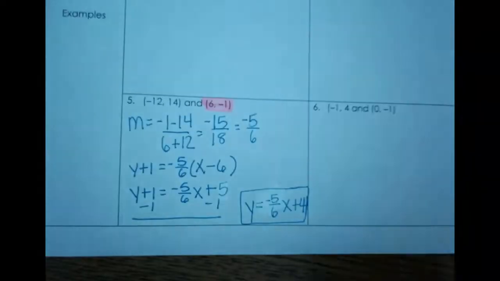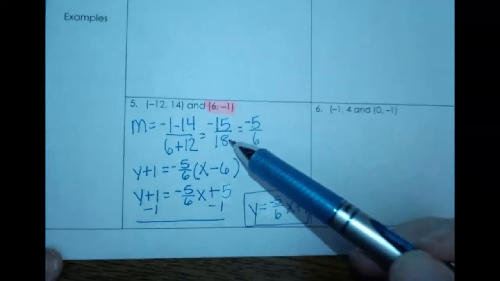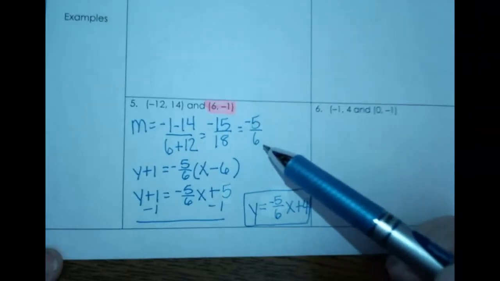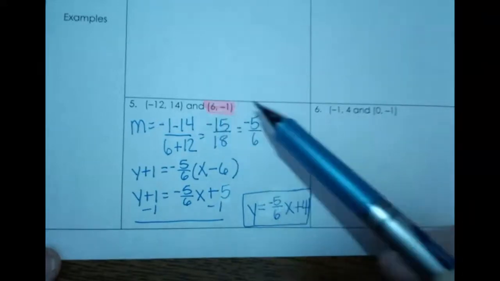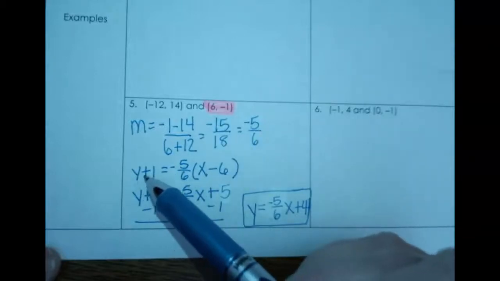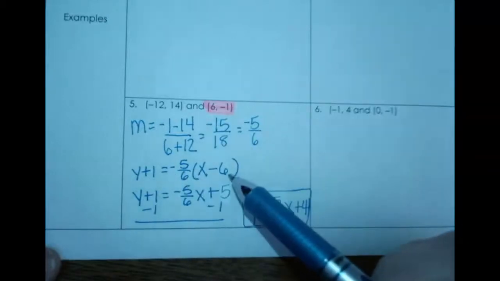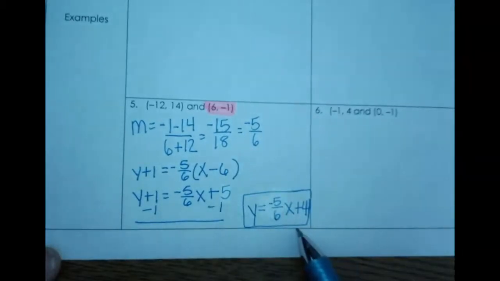All right, let's see how you did. So when I calculated my slope, I got negative 15 over 18, which reduced down to negative 5 over 6. I chose the point (6, -1) and plugged in, so it's y minus negative 1, so it became y plus 1. Plugged in my slope, and then the 6 from the point, distributed through, and my final answer was y equals negative 5 over 6 x plus 4.